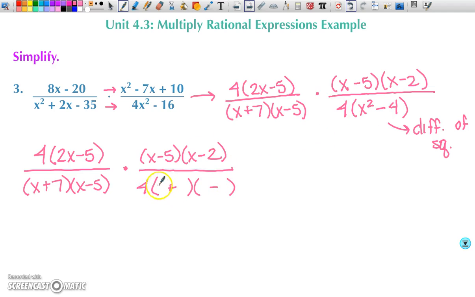The square root of x squared is x, so we put that in the first spot, and the square root of 4 is 2, we put that in the last spot. Now we just multiply straight across, and sometimes what I'll do with the multiplication is I'll just extend it straight across to remind you that all you're doing is going straight across.